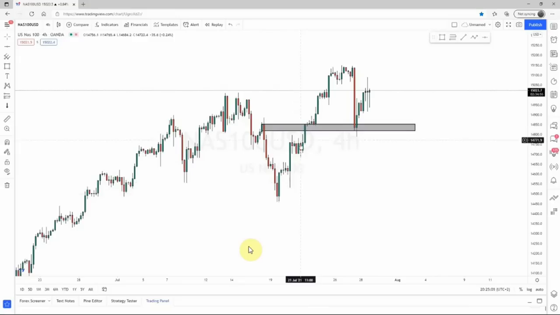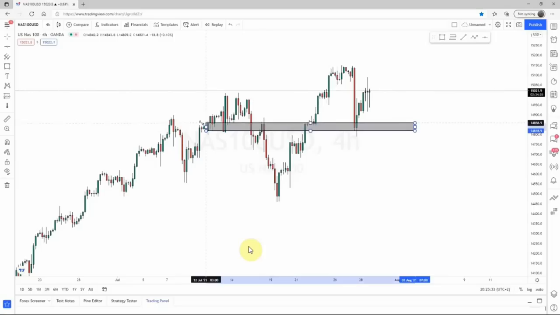But now think about this. When price came back to this level, we were expecting price to push away. Since price didn't push away, what does this order block become now? Demander.